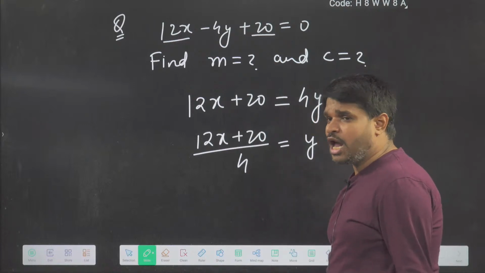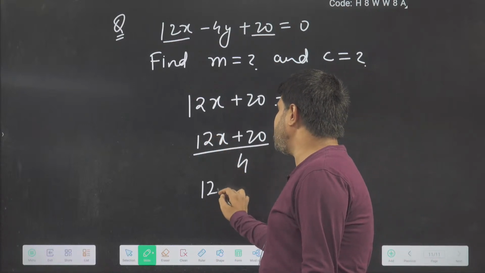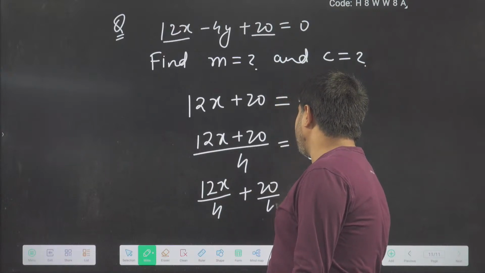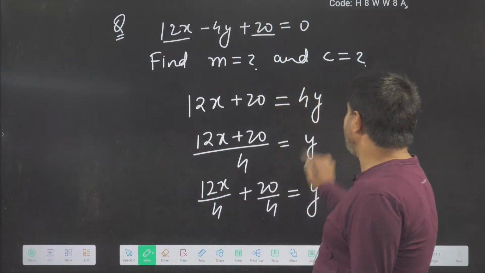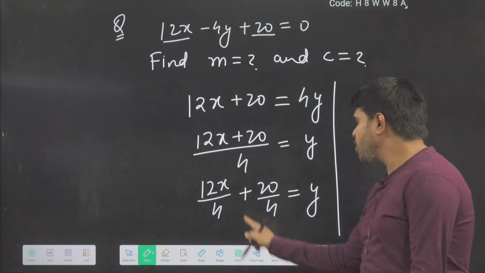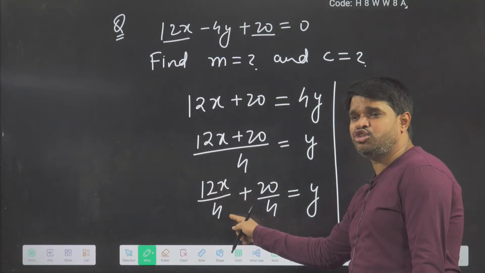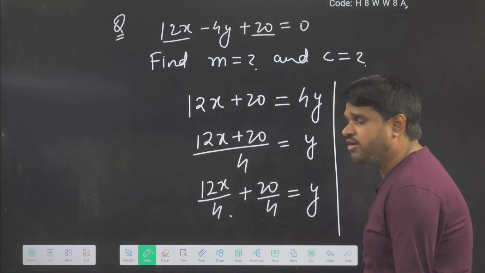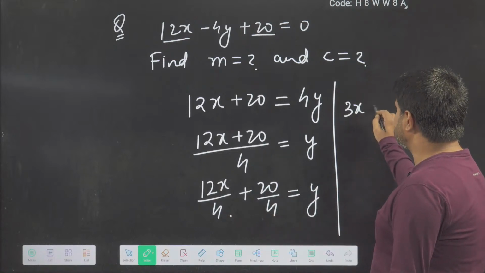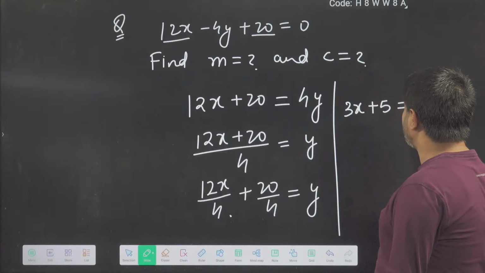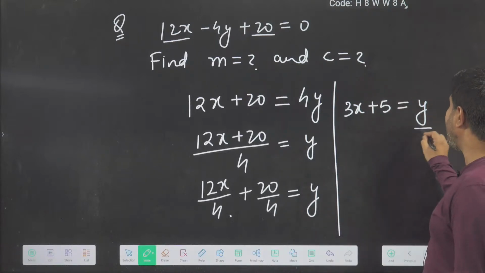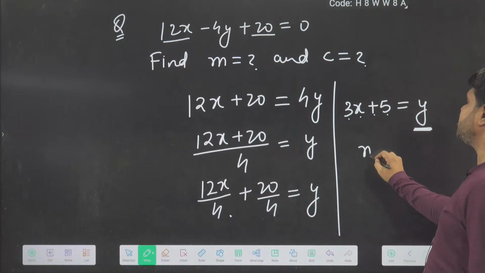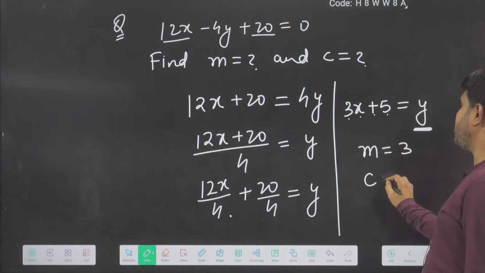y. Now I will bring 4 separately below each term. 12 by 4 x plus 20 by 4 equals what? y. Now you can write the final equation. 12 by 4, how much? 3. 20 by 4, how much? 5. So I got 3x plus 5 equals y. Now y equals mx plus c. So what is m here? 3. What is c here? 5.